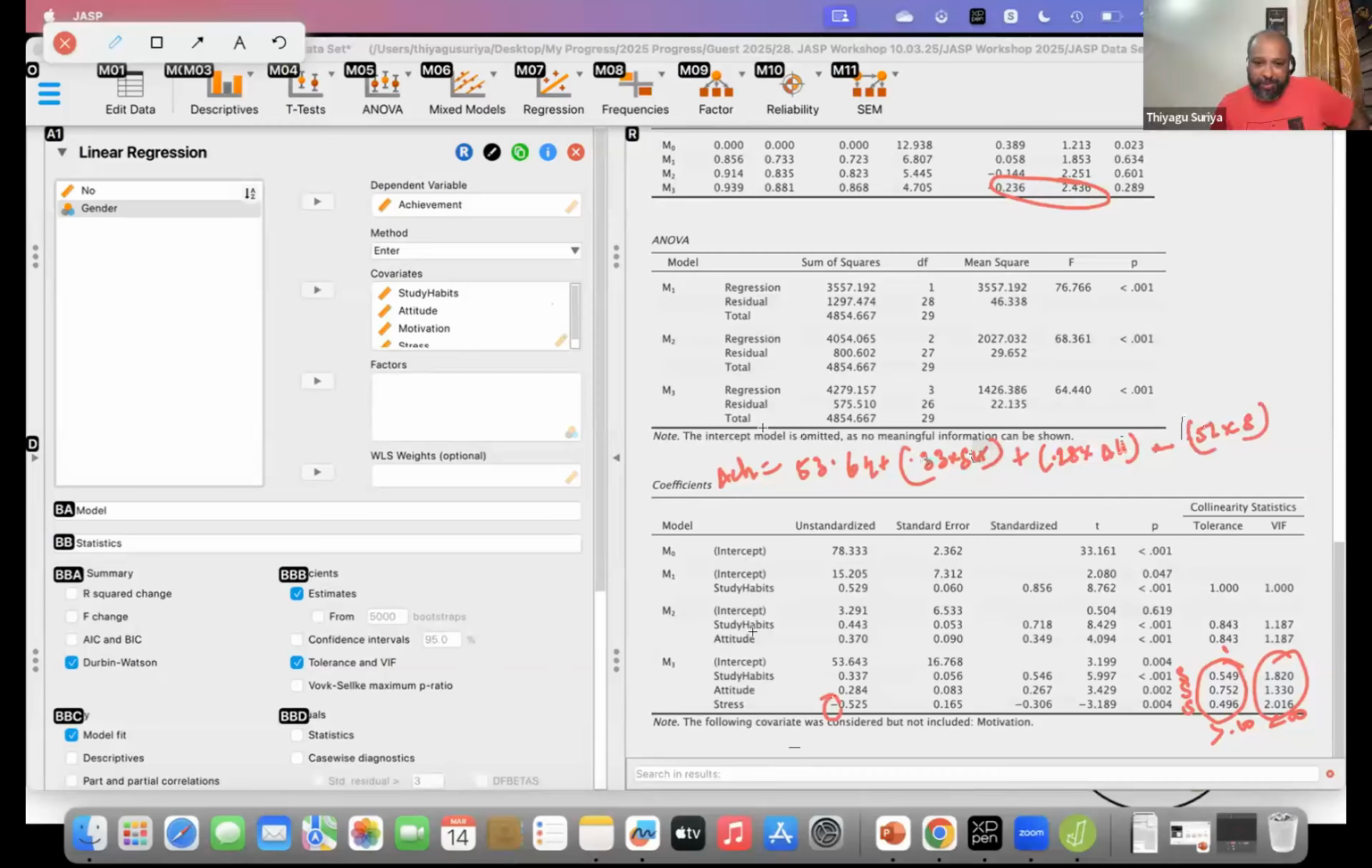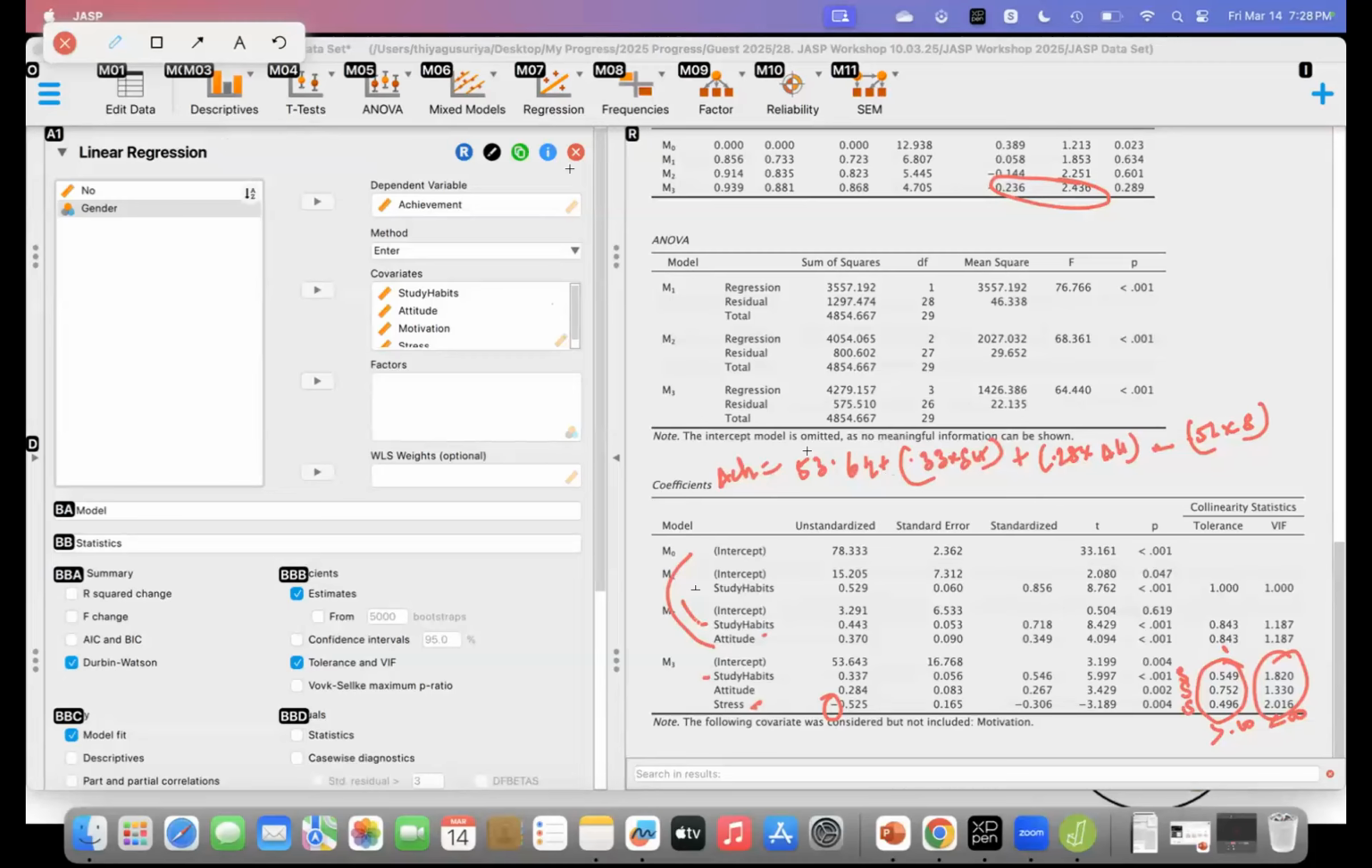Attitude is in a positive way because attitude may positively affect the achievement. Study habits also positively affect the achievement, right? But stress may negatively affect. What is the meaning? Stress is increasing, scores may be less. Stress is reducing, the scores may be high. Therefore, perfect. So what is this method called? Forward method. It is a forward method.